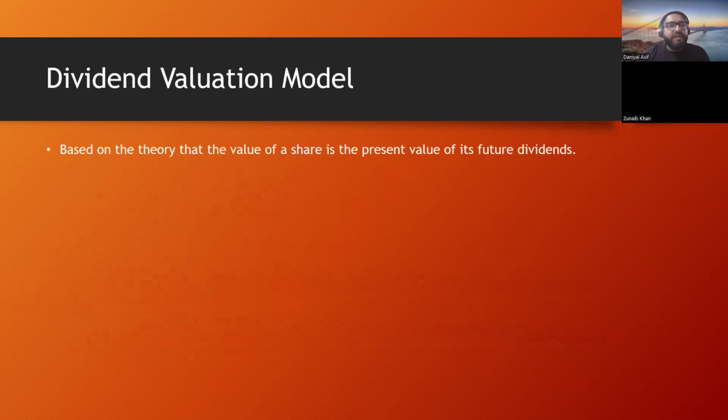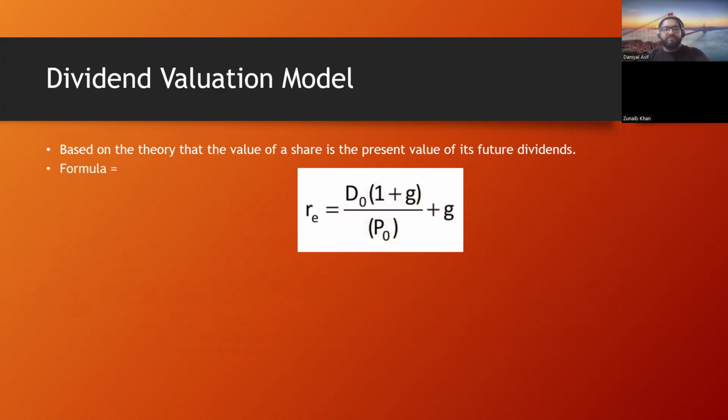Dividend valuation model. It is based on the theory that the value of share is the present value of its future benefits, of future dividends. Basically, it means that the value of a company's ordinary share is the present value of all its future dividends. The formula is KE equals D0 multiplied by 1 plus g divided by P naught, plus g.